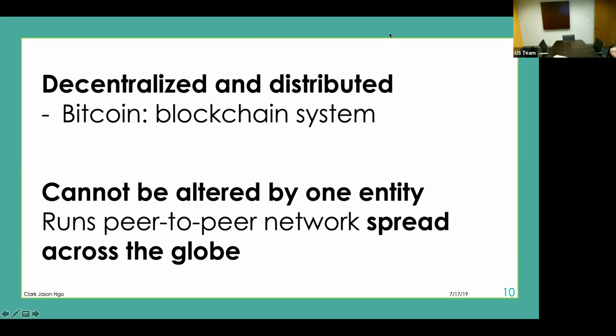Next, decentralized and distributed. Again, this is the blockchain system, and Bitcoin is also blockchain. It cannot be altered by just one entity. When you want to alter something, which is close to impossible, you have to alter all of the machines that hold the records. It also runs on a peer-to-peer network spread across the globe. That's why it's distributed. I hope this clears up decentralized and distributed.